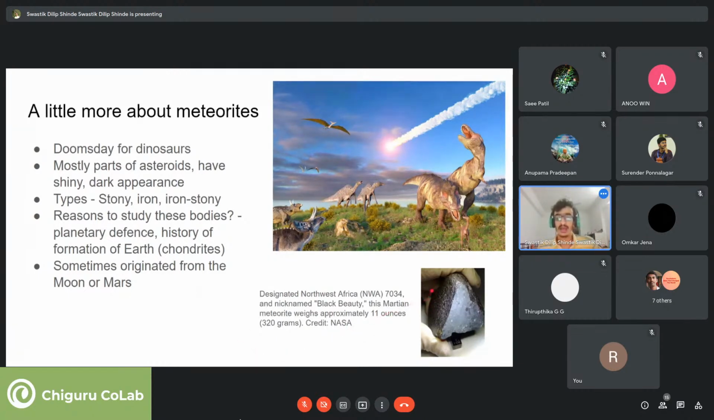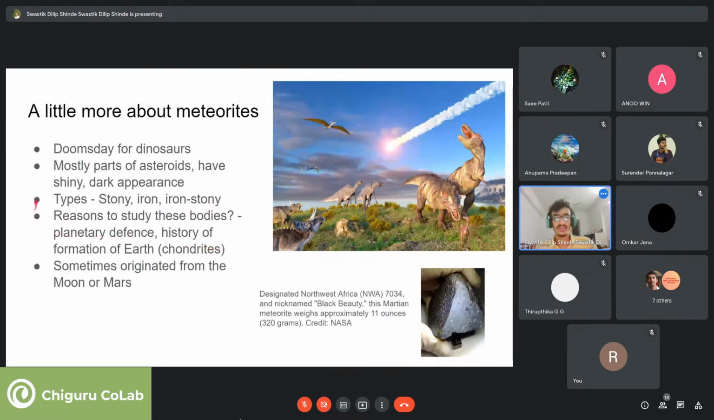So here I'm just showing an image. This is a meteorite which was collected from northwest Africa. It is named Black Beauty. It's a Martian meteorite, so it originated from Mars, and it weighs about 320 grams.